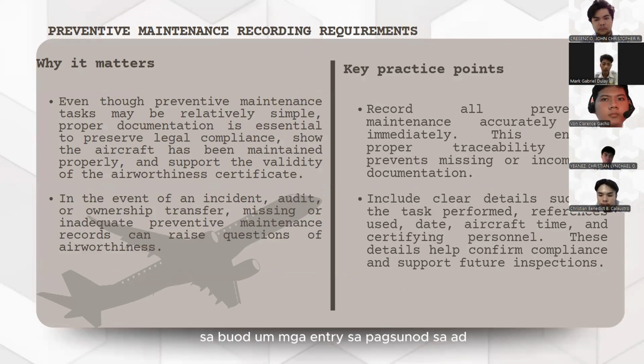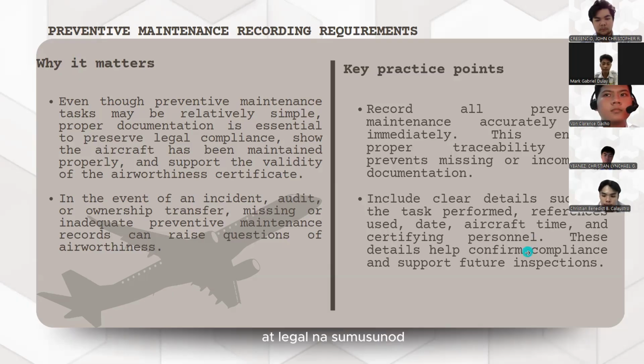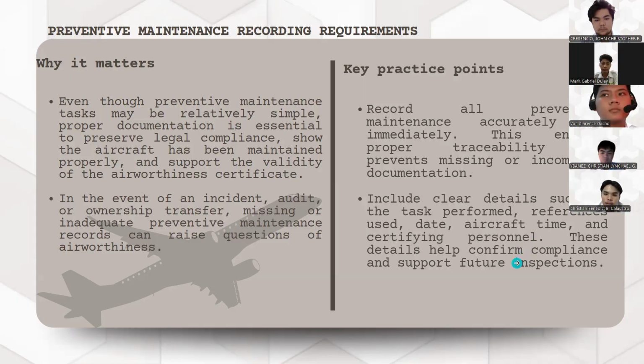In summary, AD compliance entries, Form 337 documentation, and preventive maintenance records all play vital roles in ensuring an aircraft remains airworthy and legally compliant. Accurate, complete, and well-maintained records help ensure safety, transparency, and regulatory compliance throughout the aircraft's operational life.